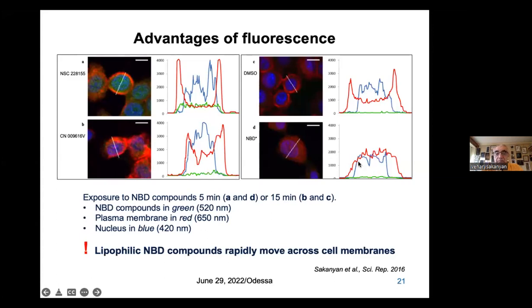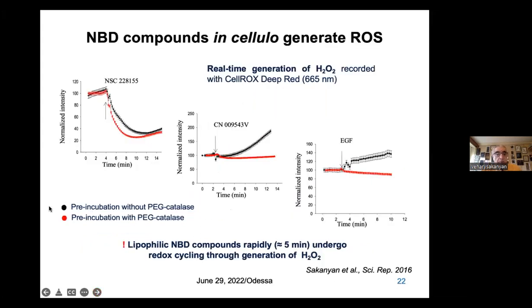Or in the case, as I mentioned, of MBD itself, it's damaging, it's completely destroying the cells and doesn't allow us to follow the action of the compound. So lipophilic MBD compounds are able to go through the membrane rapidly, in 5 minutes. And of course, they can do something which is important from our point of view.